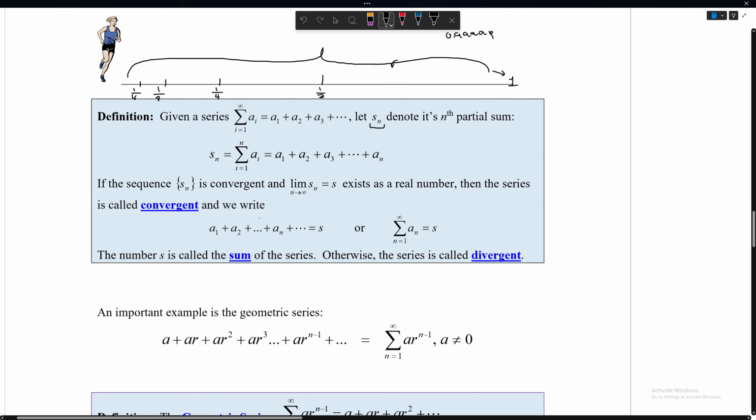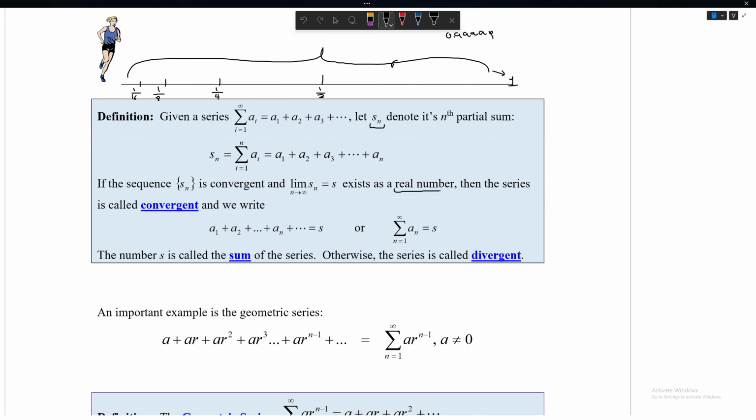And so what this basically says is that if you take the limit of your series and it exists as a real number, then the series is convergent. And here it says the number S is called the sum of the series. Otherwise, the series is called divergent. So if you sum them up and you get a number, convergent. You don't get a number, divergent. And that's basically the same thing we did earlier.